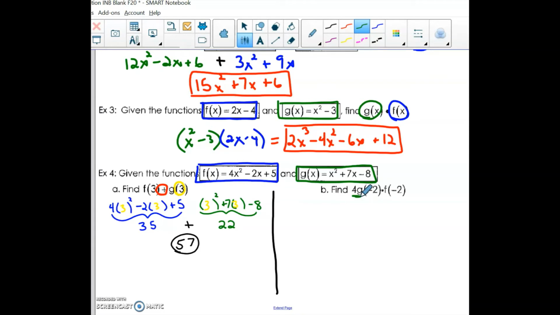All right, so B problem takes the G function, multiplies it by 4, and inserts a negative 2. So it's going to look something like this. 4 parentheses squared minus, so that's plus. Oh, so I just noticed I'm not supposed to have a negative on that 4. So 4x squared plus 28 times x minus 4 times 8 is 32.